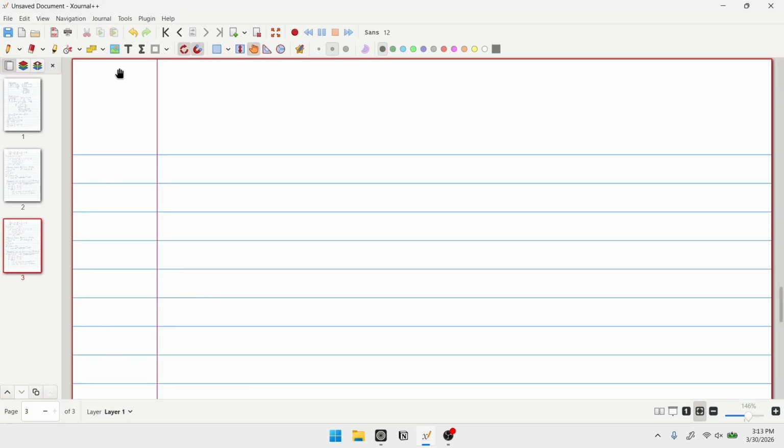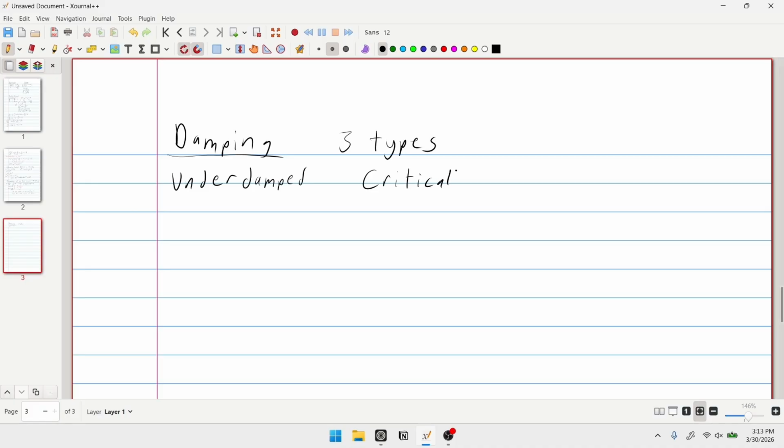Okay, so that brings us to damping, all right? Damping. So the three types of damping, okay? We have underdamped, critically damped, and overdamped. Okay?